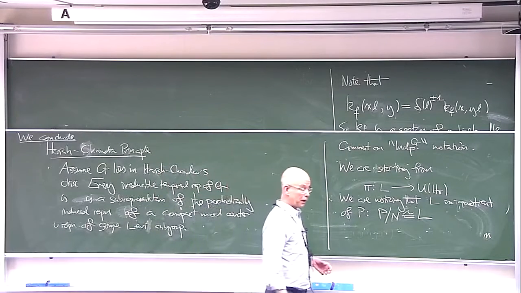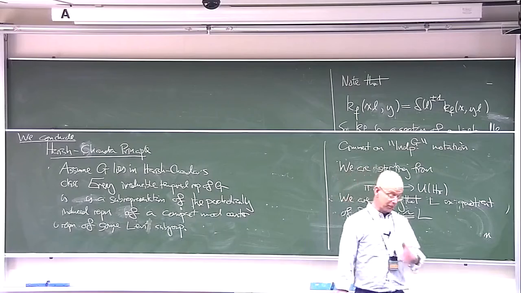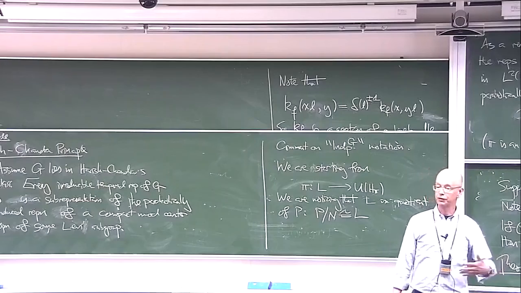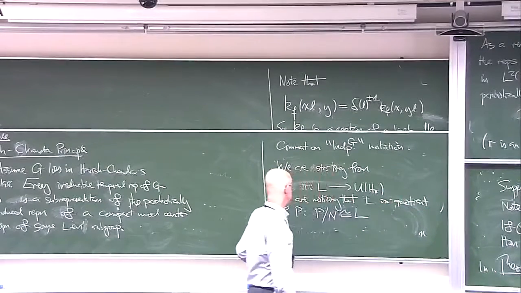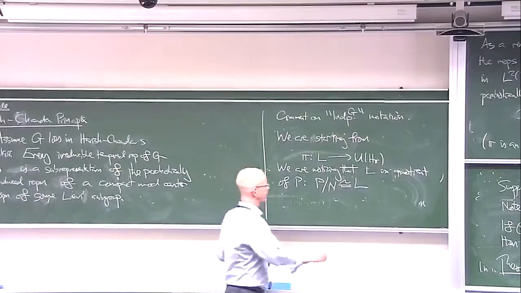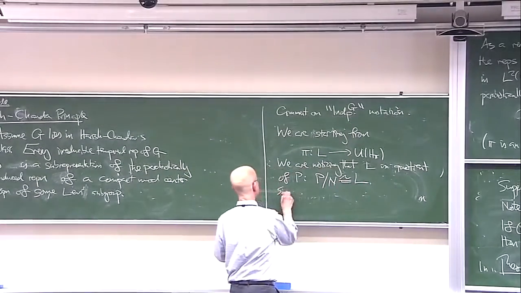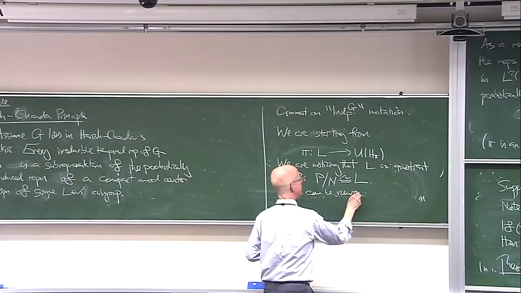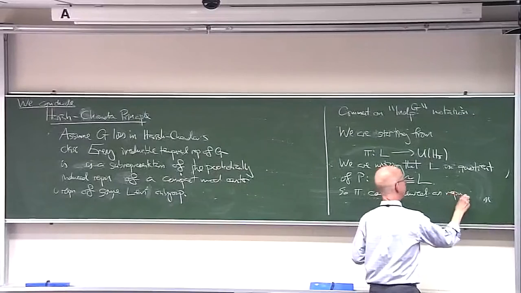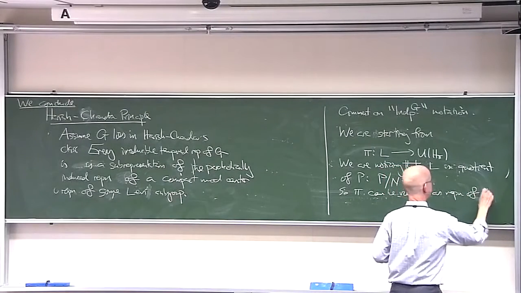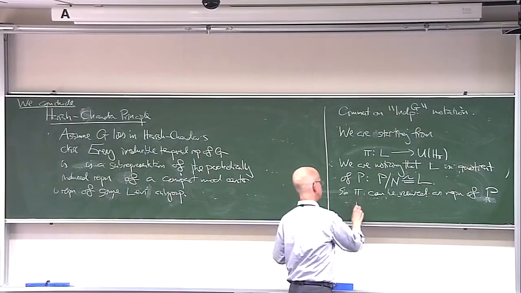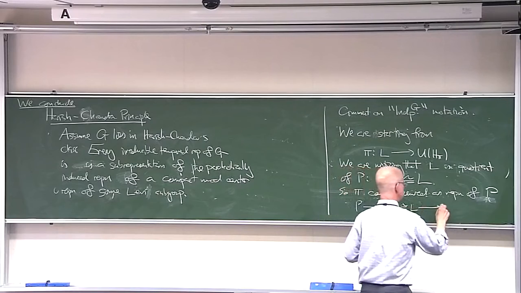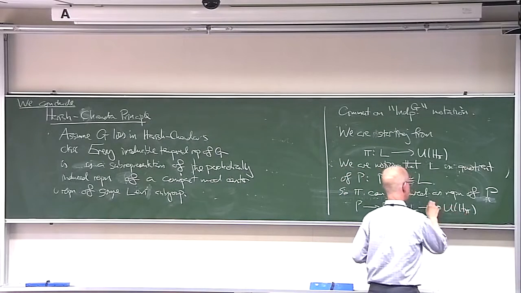If I have an upper triangular matrix, the map which sends an upper triangular matrix to its diagonal part is a group homomorphism. It preserves multiplication. And so we can think of pi, if you like, as a representation of P. Like that.